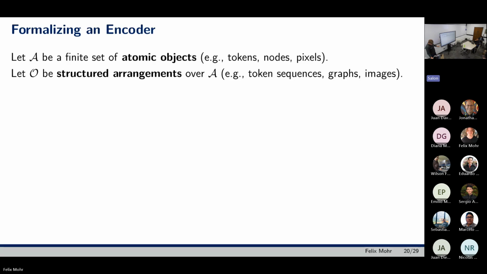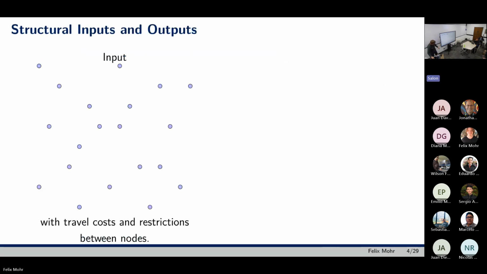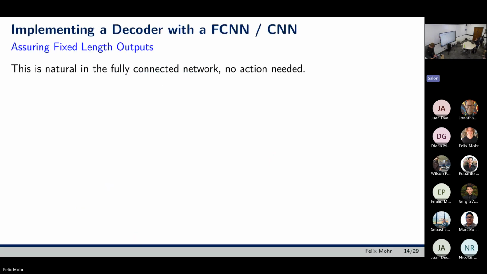One element in O could be, these are my cities and they are connected with certain costs and with certain travel restrictions.